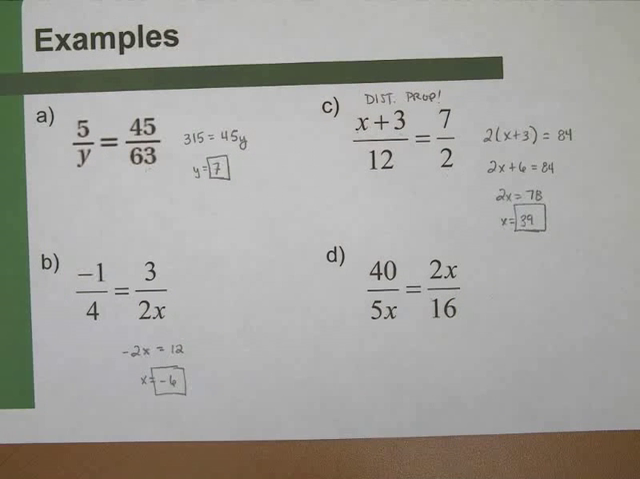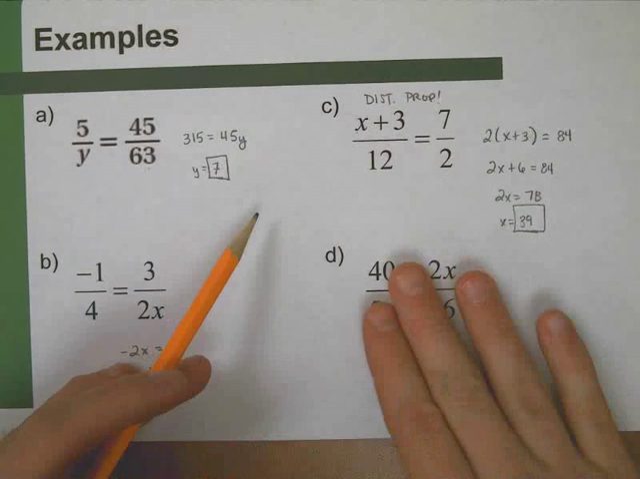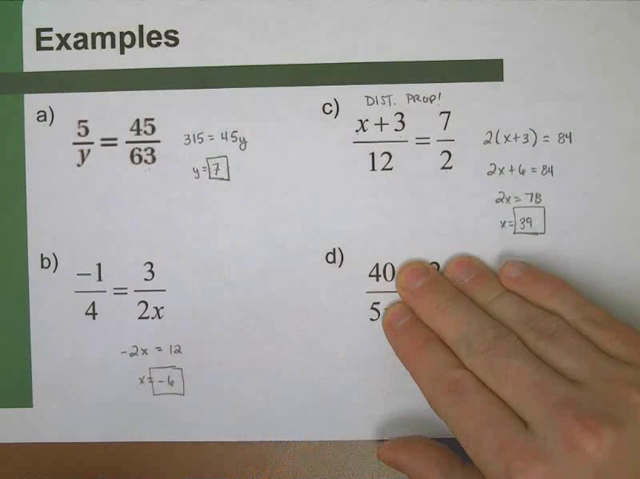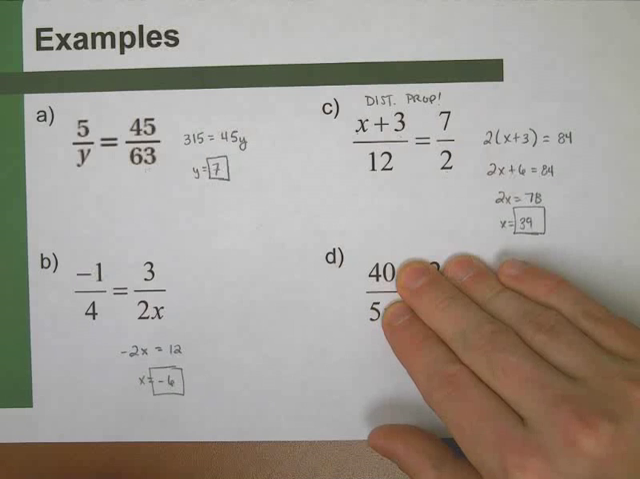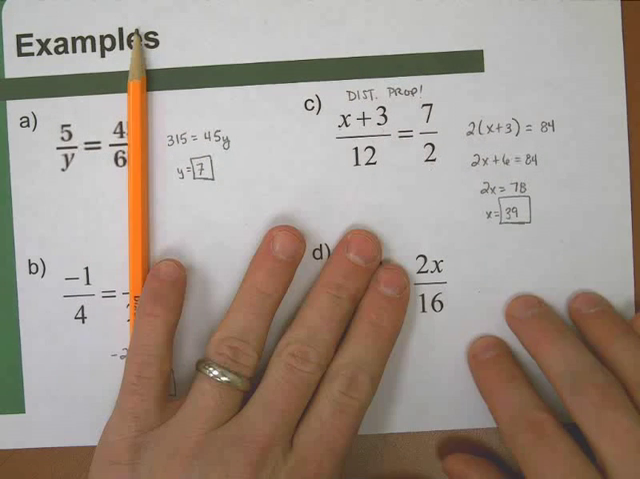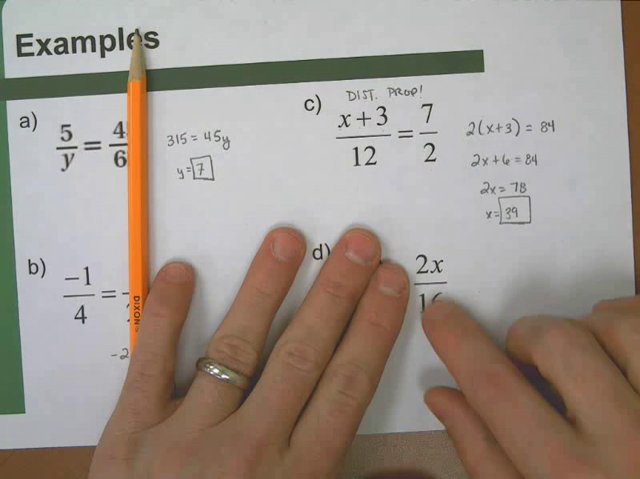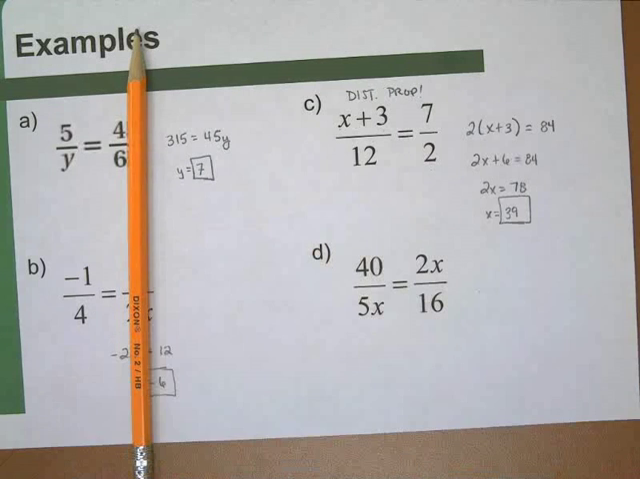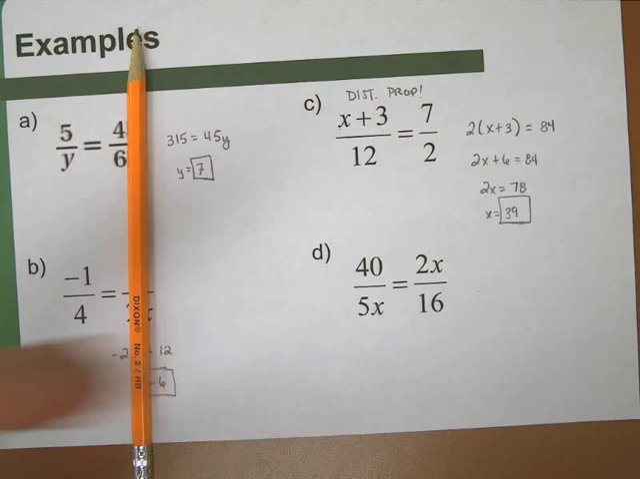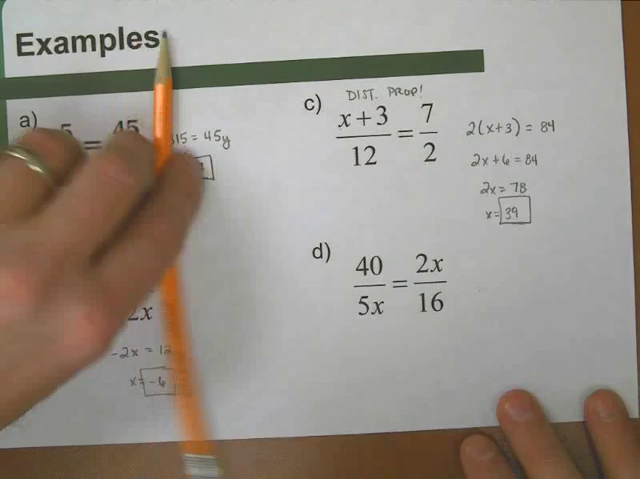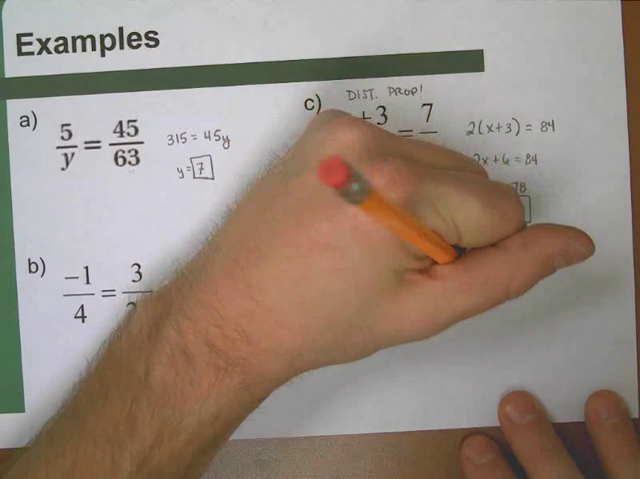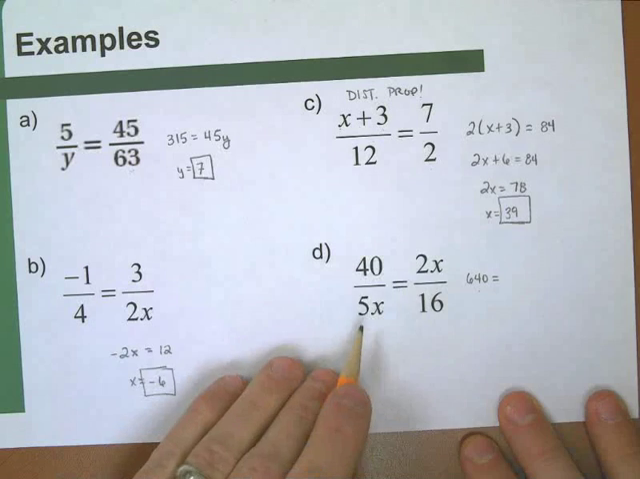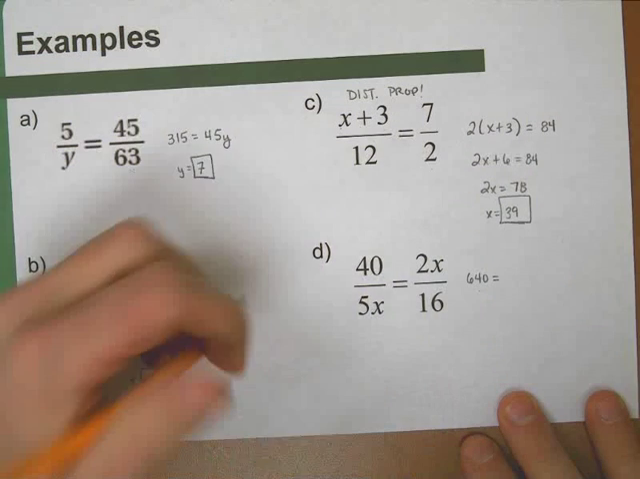Last one. This one doesn't look too bad until you actually go to cross multiply it. Notice, by the way, that the 40 and the 5 would reduce, becoming 8 over 1, and the 2 and the 16 would reduce, becoming 1 over 8. But let's pretend I didn't know that, so I'm just going to do all the straight multiplication. On one side, I have 40 times 16, which is 640. On the other side, I have 5x times 2x.